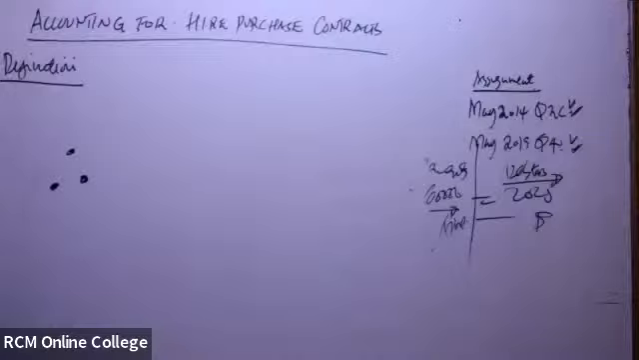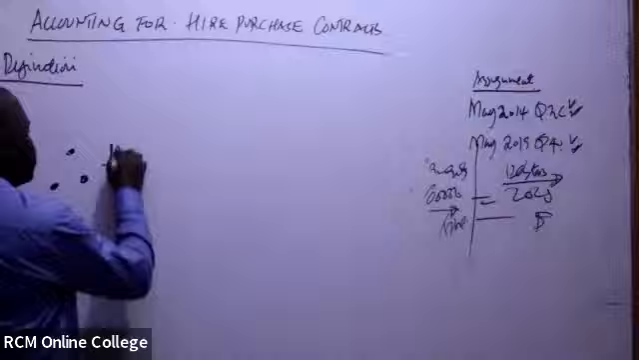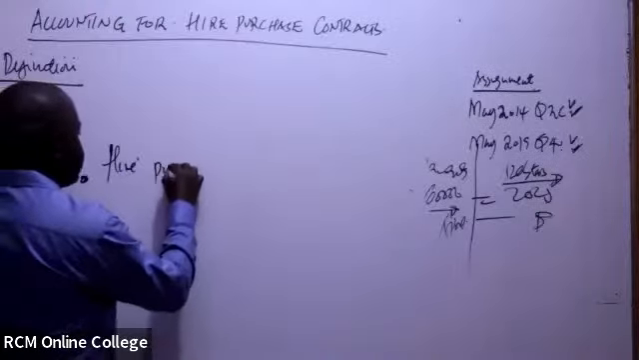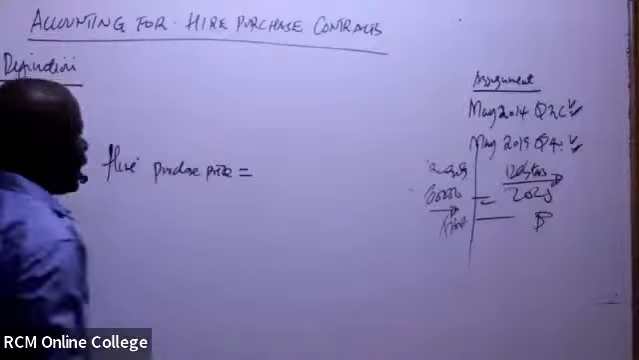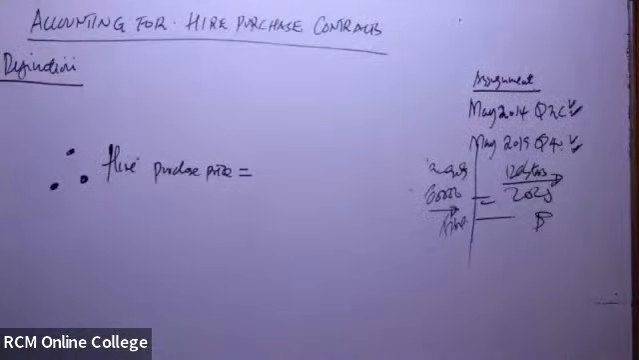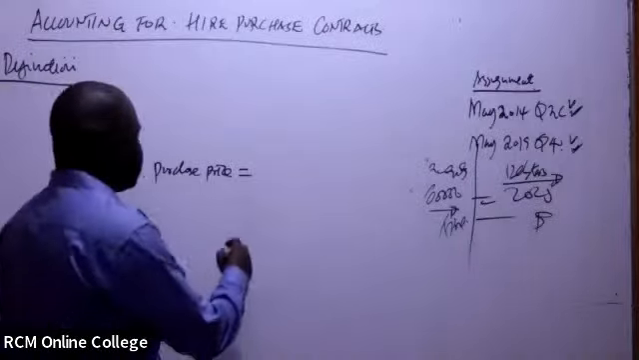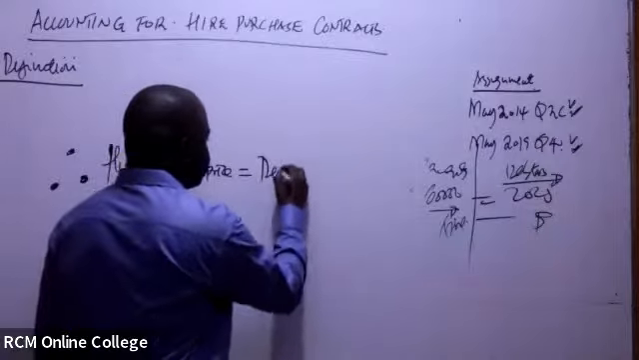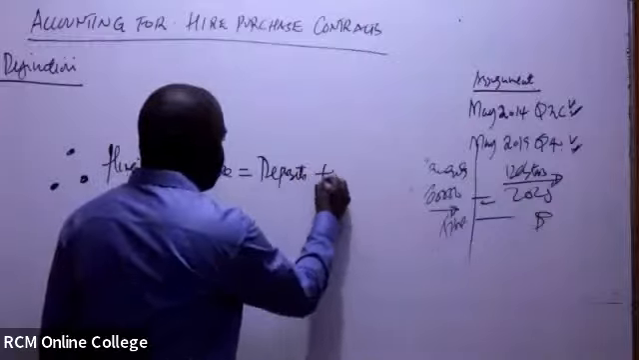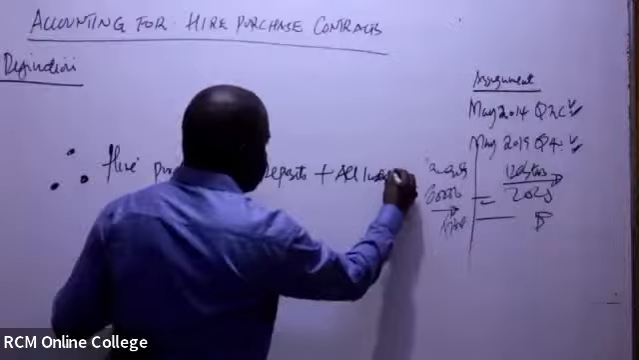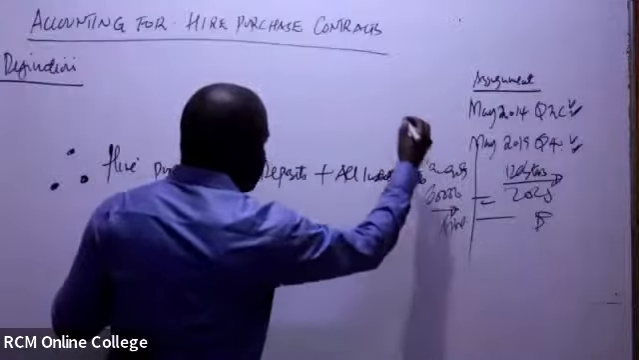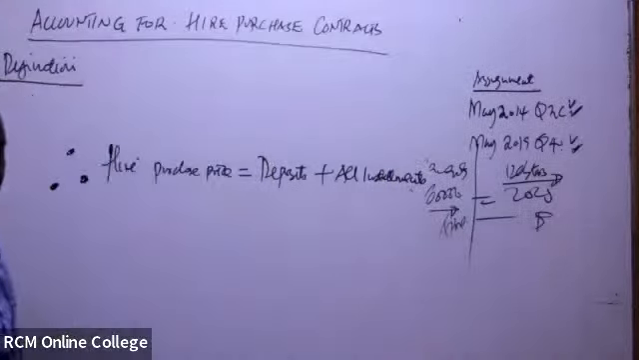Then you write hire purchase price is equals to deposits plus all installments. You add on the deposits, plus all the installments.